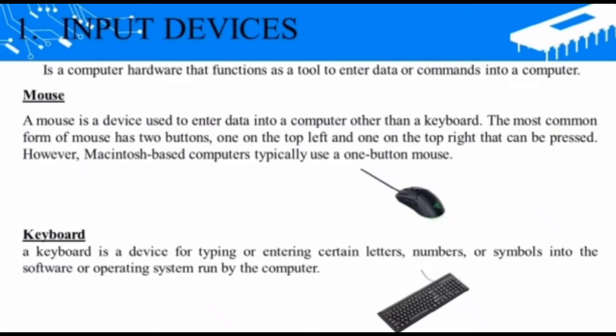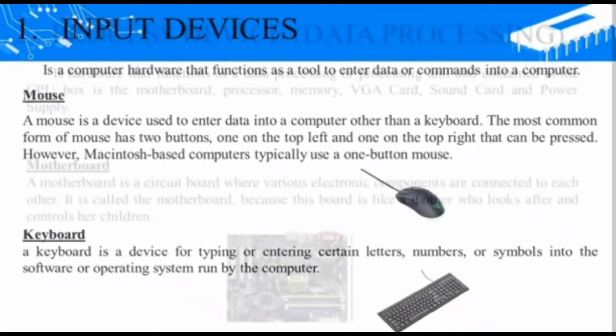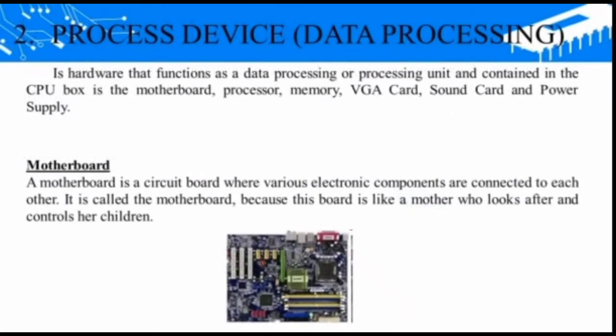2. Process device. Data processing is hardware that functions as a data processing unit and is contained in the CPU box as the motherboard, processor, memory, VGA card, sound card and power supply. Motherboard. A motherboard is a circuit board where various electronic components are connected to each other. It is called the motherboard because this board is like a mother who looks after and controls her children.